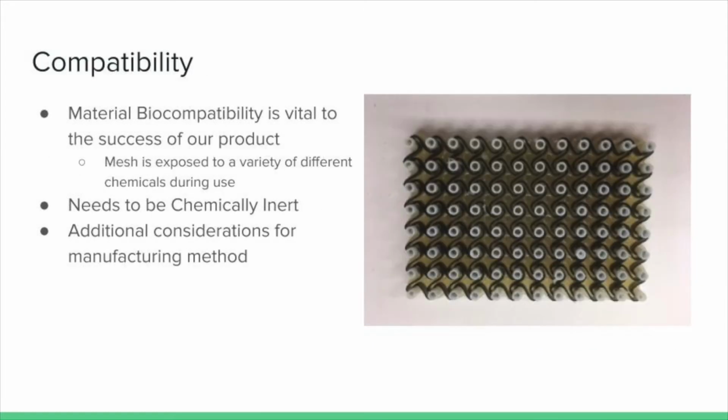Compatibility of the material for the mesh component is vital to the success of the product, as this device is exposed to a variety of chemical substances during organoid culturing. Requirements included chemical inertness and biocompatibility, adding a new consideration for manufacturing methods and materials.